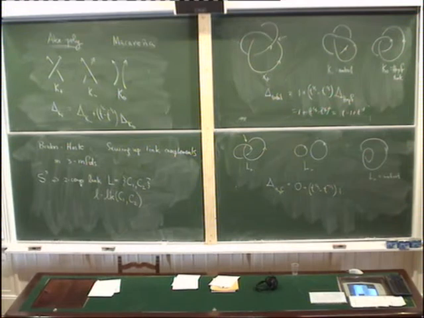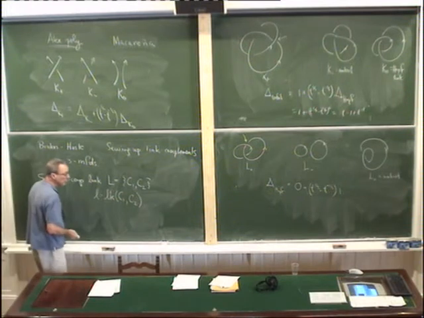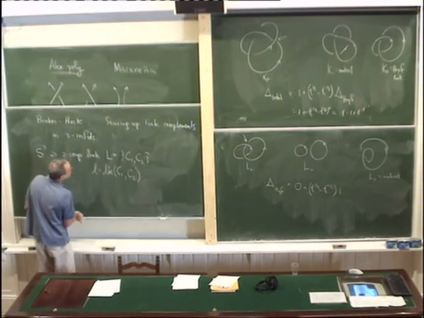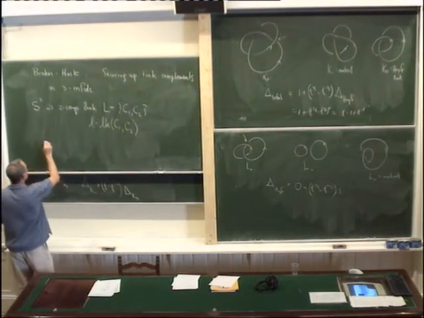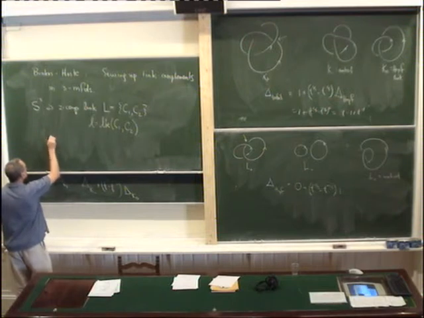Okay? Okay, so now what you do is you do a sort of HNN thing. You remove tubular neighborhoods of each of these link components and glue their boundaries together to form a new manifold. And of course, there are lots of gluings you can use to do this. So we'll just use these.